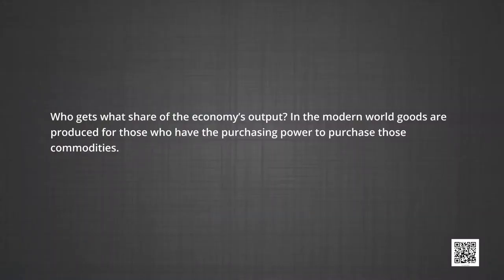Another question that arises is, for whom are the goods to be produced? Every society produces goods so that people can eat, wear, use, or otherwise consume them. Who gets what share of the economy's output? In the modern world, goods are produced for those who can pay for them or who have the purchasing power for these commodities. Think of your country as one giant mall. How much of the goods that are available can you consume?